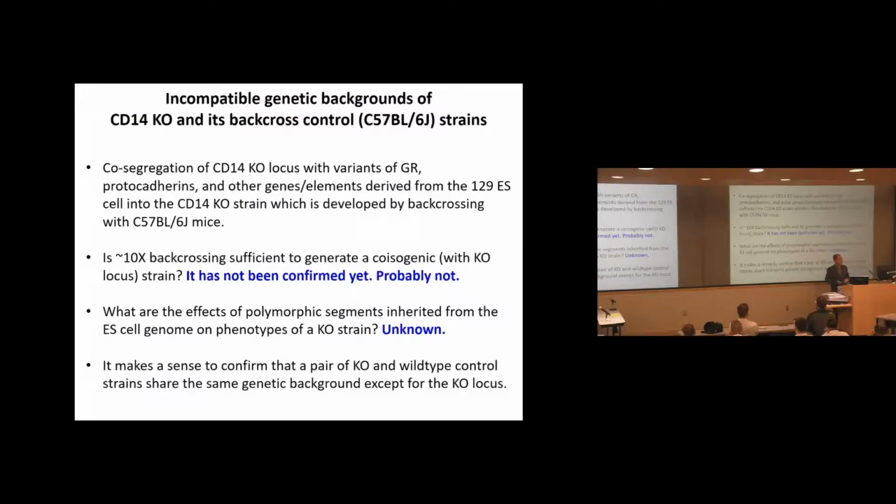So for me, it makes sense to confirm that a pair of knockout and wild-type control strains share the same genetic background except for the knockout locus. I mean, it's common sense to compare. Do they really have an identical genetic background? If not, then we need to discuss.